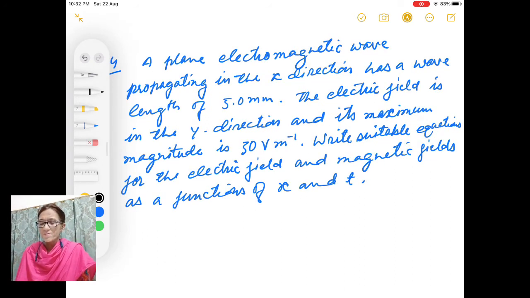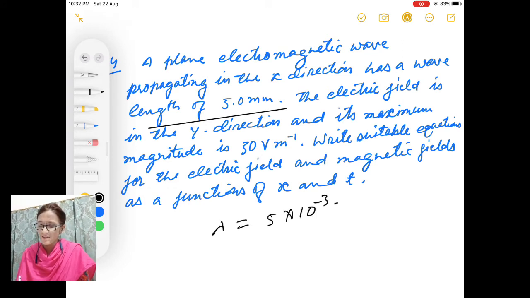Question number 4. A plane electromagnetic wave propagating in x direction has a wavelength of 5 mm. Wavelength lambda is given 5 into 10 to power minus 3 meter. The electric field is in y direction and its maximum magnitude is 30 volt per meter. Write suitable equations for electric field and magnetic field as a function of x and t.